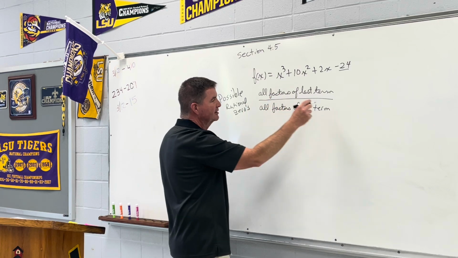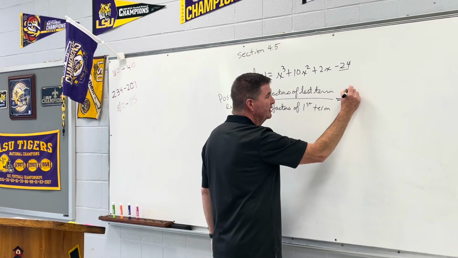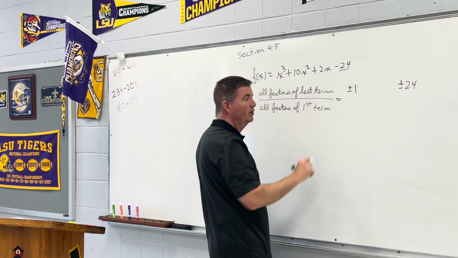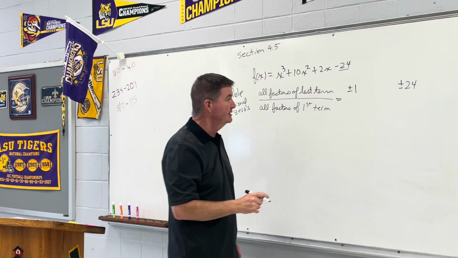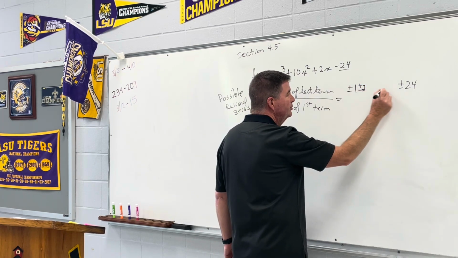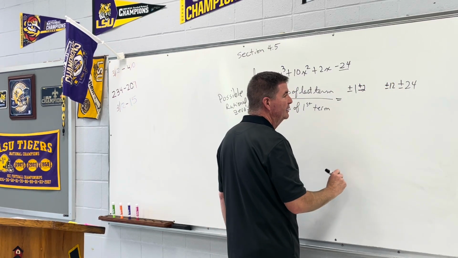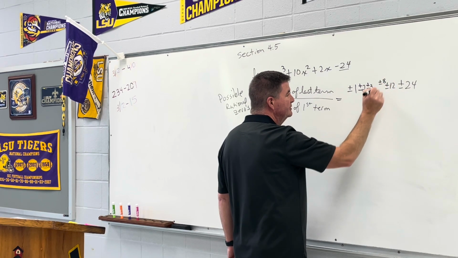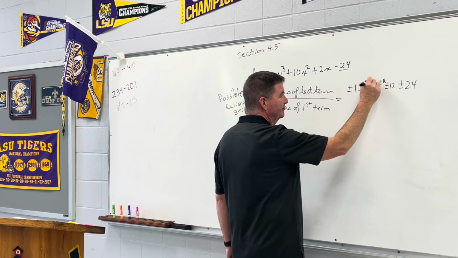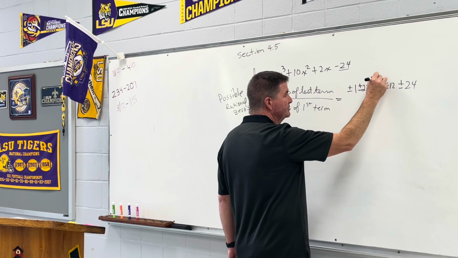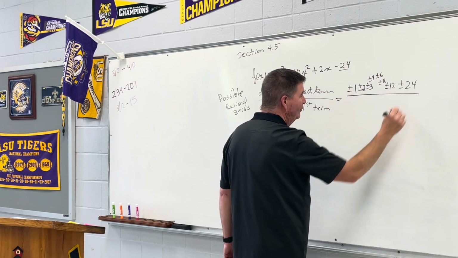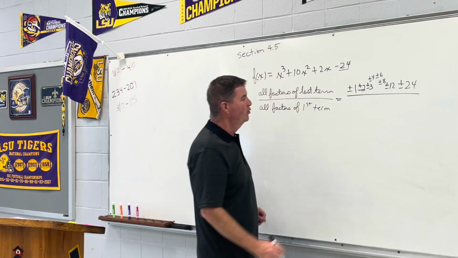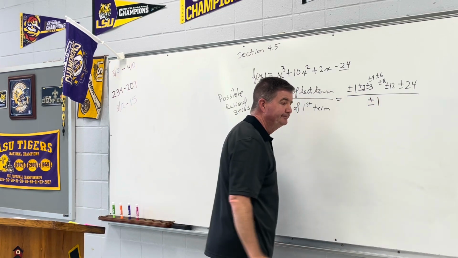So all factors of the last term 24, I have what? Plus and minus 1 and plus and minus 24, because 24 times 1 is 24. Both the pluses and the minuses. I have plus or minus 2 and plus or minus 12. Plus or minus 3 and plus or minus 8. And then finally, since I don't have enough room, plus or minus 4 and plus or minus 6. That would be all of the factors that's on the top. On the bottom I have 1, so it's plus or minus 1.